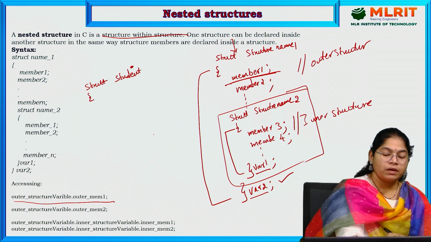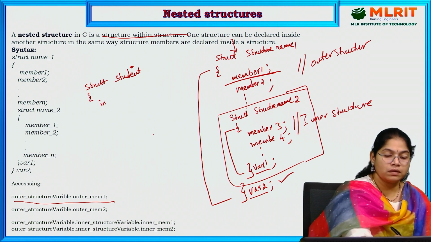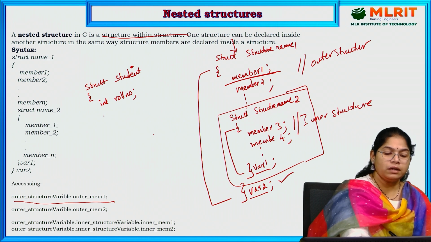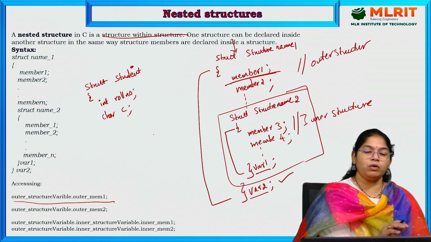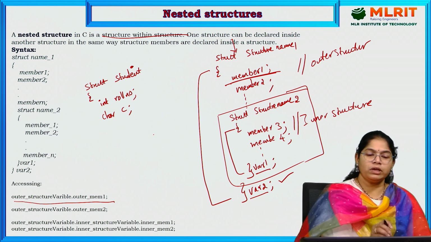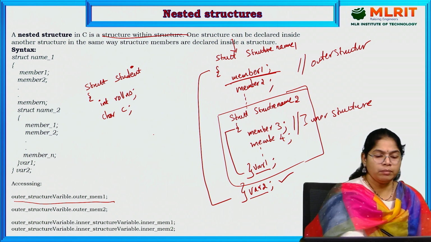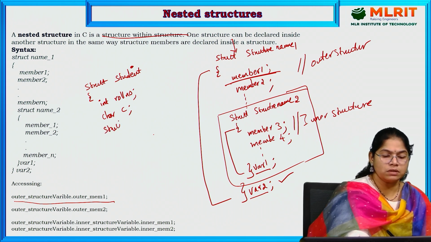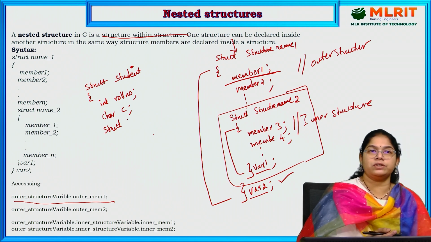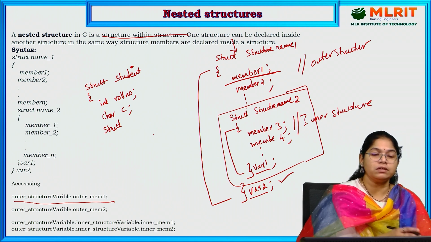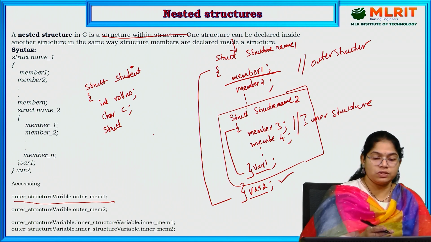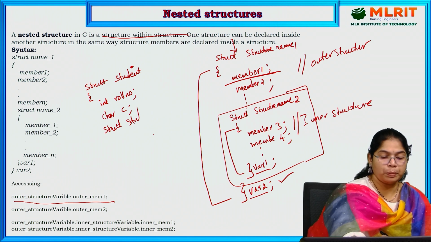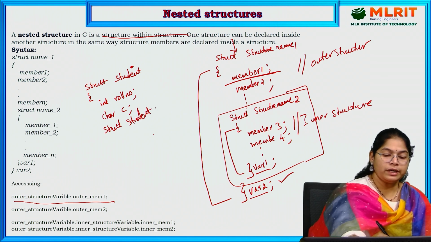Then I'm considering members as roll number and C, just a C. I'm not taking a character array here, just a single character. Then I'm writing one more structure because I'm creating a nested structure, writing a structure inside another structure. So struct student 1.